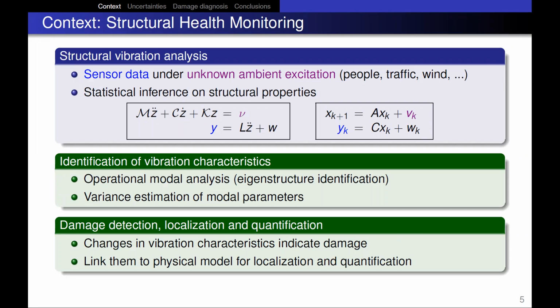So for the basic assumptions, we suppose we have sensor data under unknown excitation in general. Our structure models are linear, and we usually work with state space models, because they are very nice methods to analyze them and to obtain the structural properties based on them. So one problem is then the identification of our vibration characteristics, including the statistical analysis of the estimates, and the other one is the damage diagnosis. And for the damage diagnosis, we also try to make a link between the data and some model parameters, but the focus is still on the data-driven analysis.